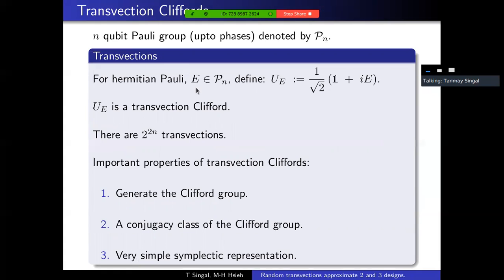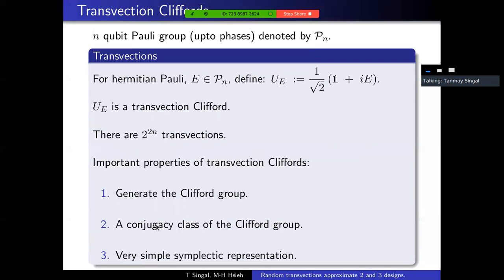Consider E to be a Hermitian n-qubit Pauli. Using E, define a linear operator of this form. This is a unitary. What's more, it's actually a Clifford, and these types of unitaries are known as transvection Cliffords. Now there are as many transvection Cliffords as there are Paulis, which you can easily see due to this. These transvection Cliffords have some pretty important properties which we use in the proof of our scheme and our result.